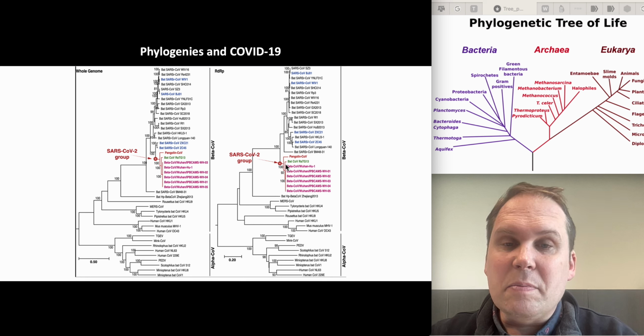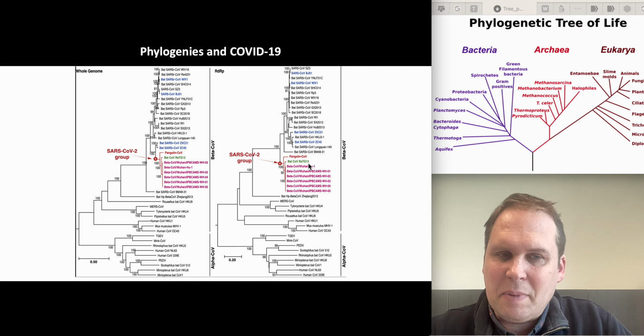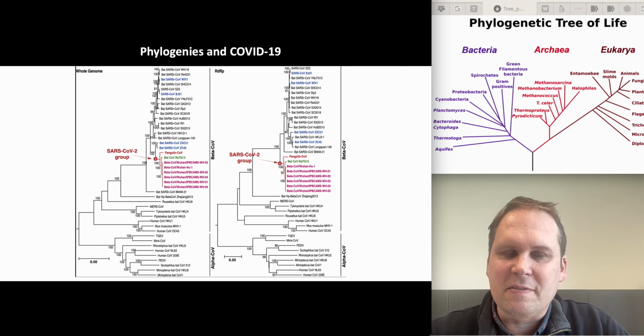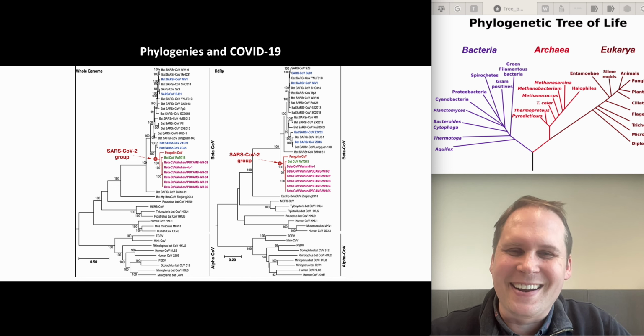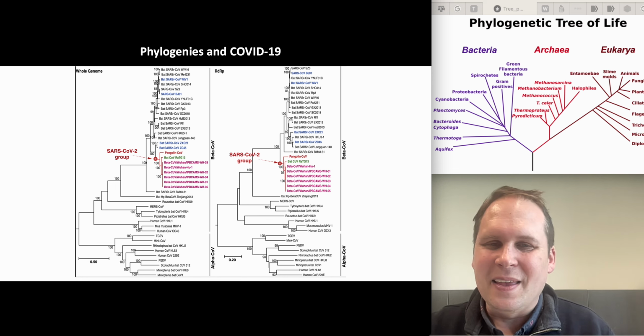And for the distance between these SARS-CoV-2s down here and RATG13, if I remember right, it's about 100 years of evolution. So like before we knew what viruses were, these two things last had a common ancestor. So yeah, this is not a recent new thing by any step.